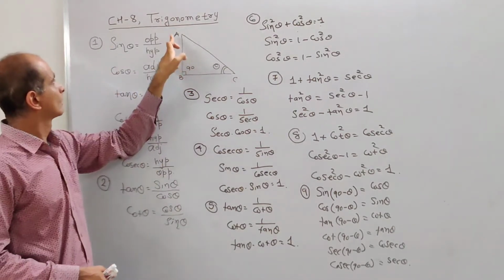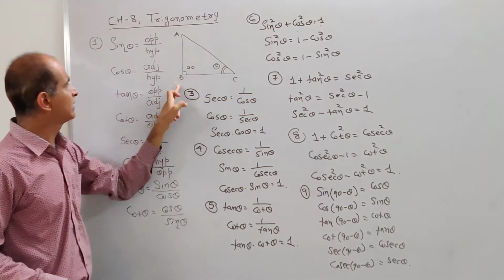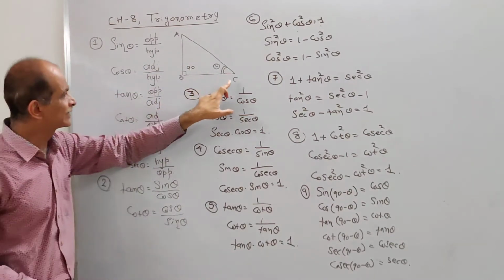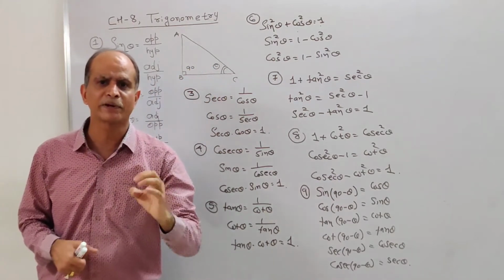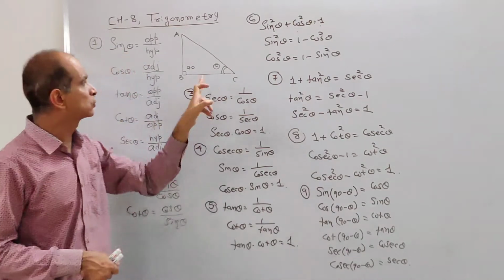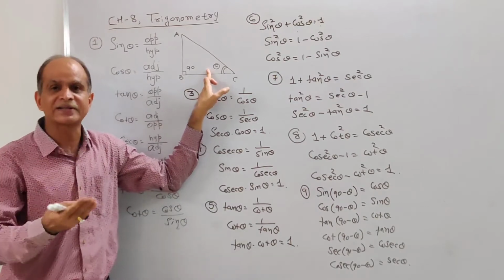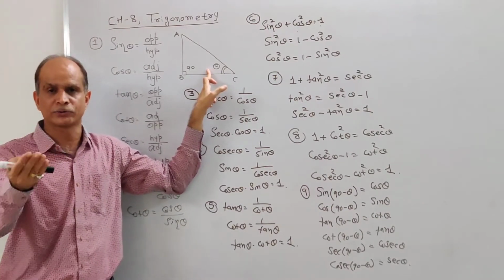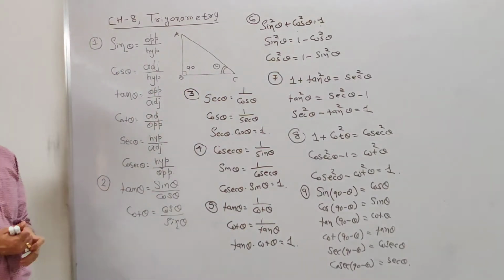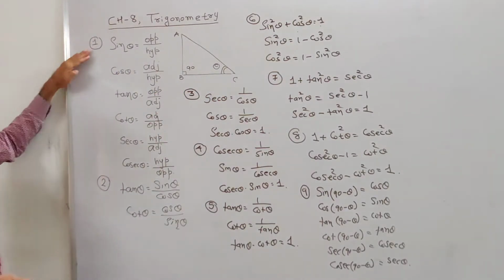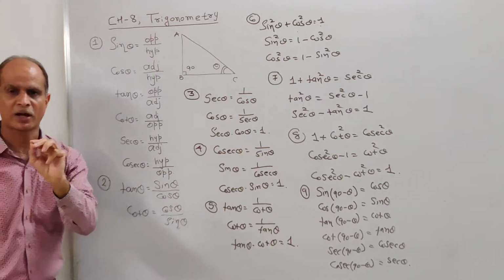For example, in this figure, right angle triangle ABC is given to you, where B is 90 degrees. If you consider angle C as theta, theta being a representation of an angle, then you can write 6 trigonometric ratios with the help of this theta. The first one is sine theta. The first set of formulas: sine theta is equal to opposite upon hypotenuse.